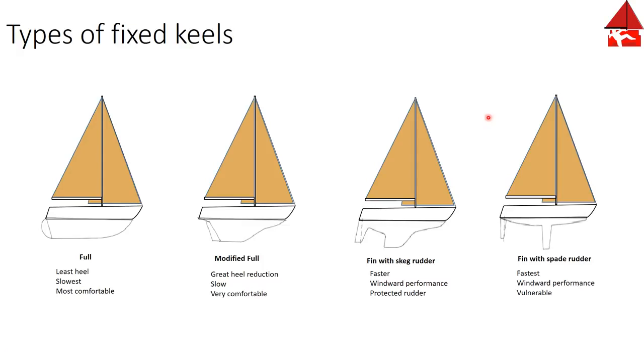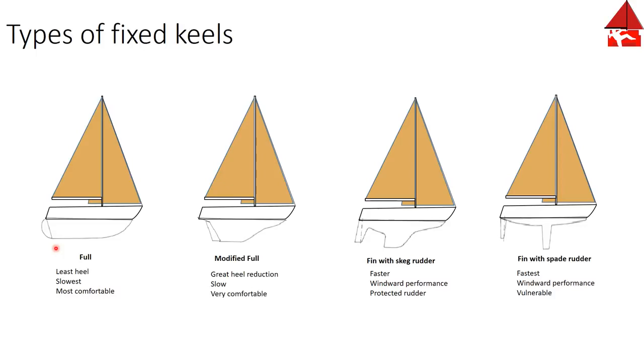Now that we've looked at some of the forces acting on the boat, we can talk about the types of keels and the advantages and disadvantages of each. So a full keel we'll start with. The full keel extends the entire length of the hull. It has the largest amount of wetted area, and it is also the heaviest.